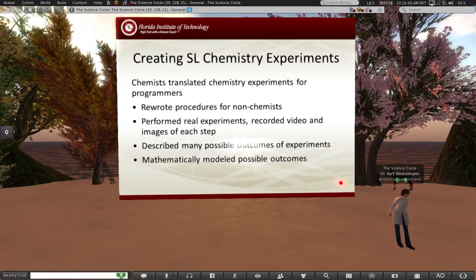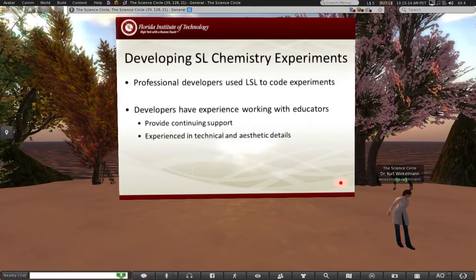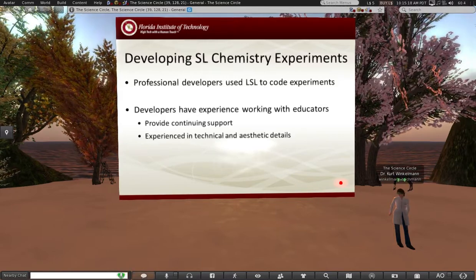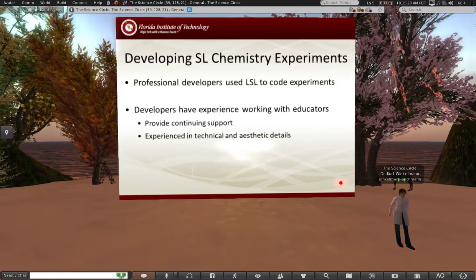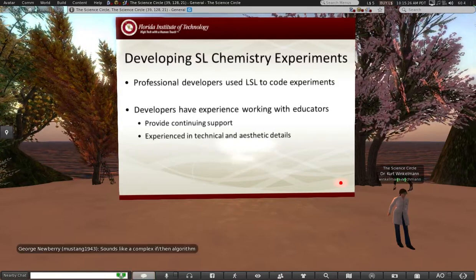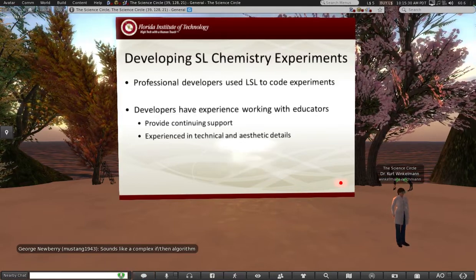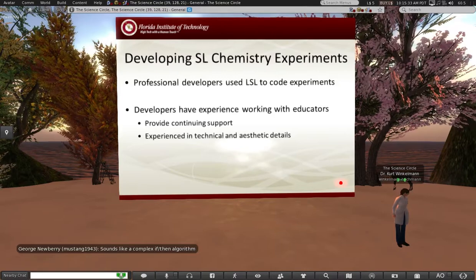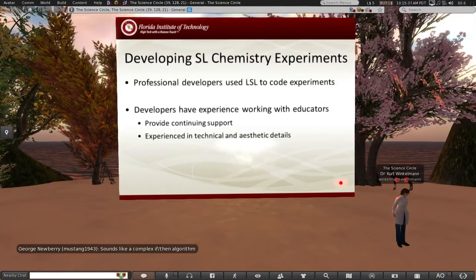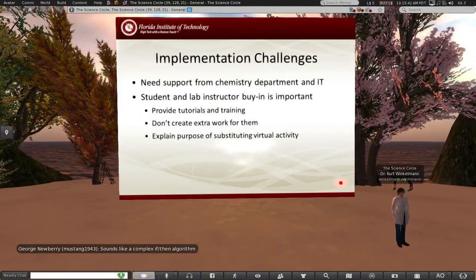We used professional programmers, and they're included in the acknowledgments at the end, so if you're interested in finding out who did this work, I'll be happy to share that. The developers had experience working with educators, which we found important because educators can be difficult to work with, and so they understood where we were coming from in terms of dealing with students and things like that.